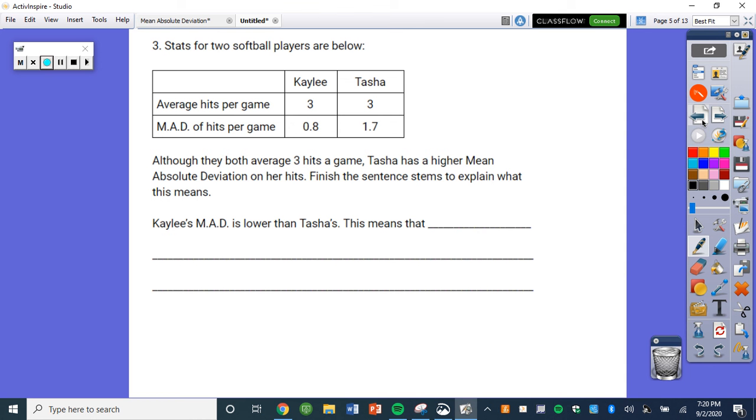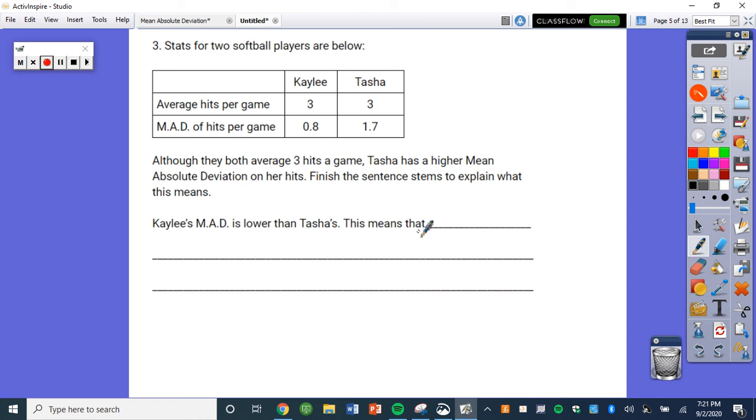Tasha's. This means that, so remember in the video Mr. Singer talking about the two classes, the students had the same average, but one's mean absolute deviation was smaller than the other one's. And so when we're talking about the lower mean absolute deviation, that means the data values are closer to that average or that mean. They aren't spread out, so they're very consistent. So pretty much this means that her data points are either 8/10 below her average or 8/10 above her average. So she is very close to her average here.